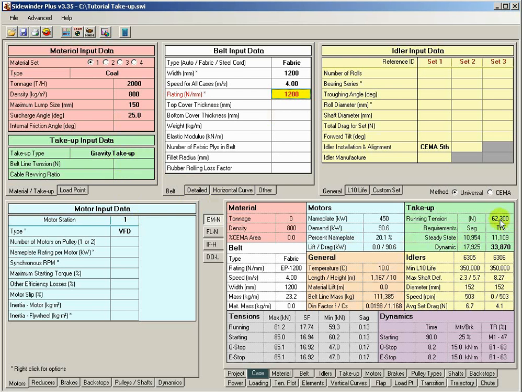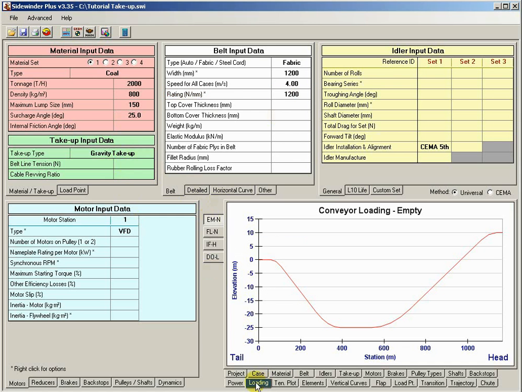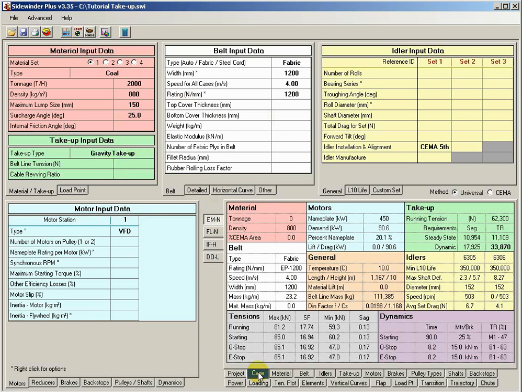So when we ran this, why did Sidewinder pick a take-up tension of 62.3 kilonewtons? Well, if we look at our different cases here, if we start with our empty case, and before I do that, I'll just jump to our loading page just so you see this. We've got an empty case, a fully loaded case, a case with just our inclines loaded and our flats under high friction, and we've got a decline case under low friction. That's just what I'm using for this example file.